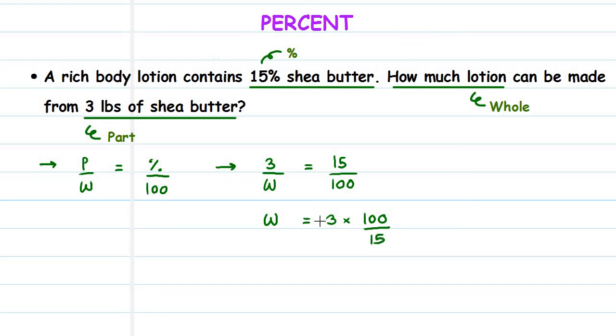We can simplify this. This is going to be 5 and this is going to be 20. So we'll be left with 20. And that is the answer. 20 pounds of lotion can be made from the 3 pounds of shea butter. Let's try taking a look at another question.